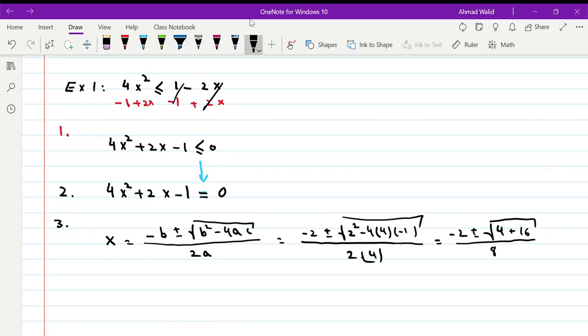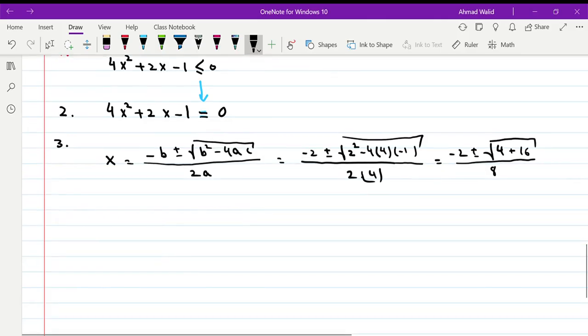Okay, let's use parentheses to avoid confusion. X equals, let's simplify more. Negative 2 plus minus the square root of 4 plus 16, which gives you 20. And you can write 20 as 4 times 5, right? And 4 has a square root. The square root of 4 is 2. Then negative 2 plus minus 2 radical 5 over what? Over 8.